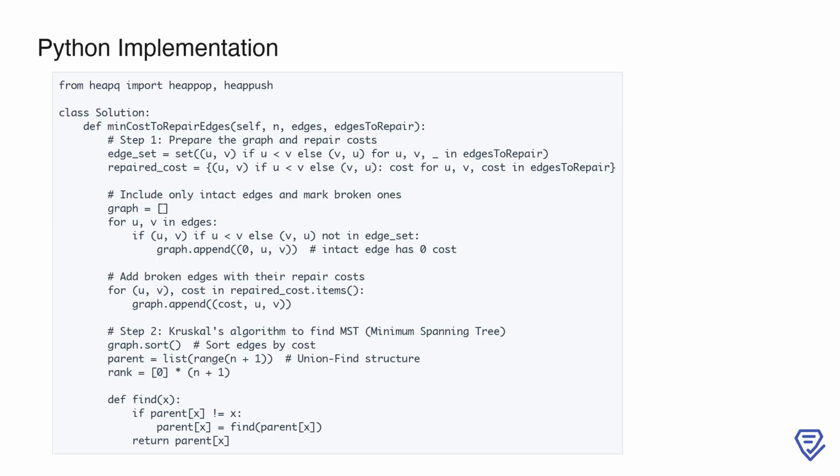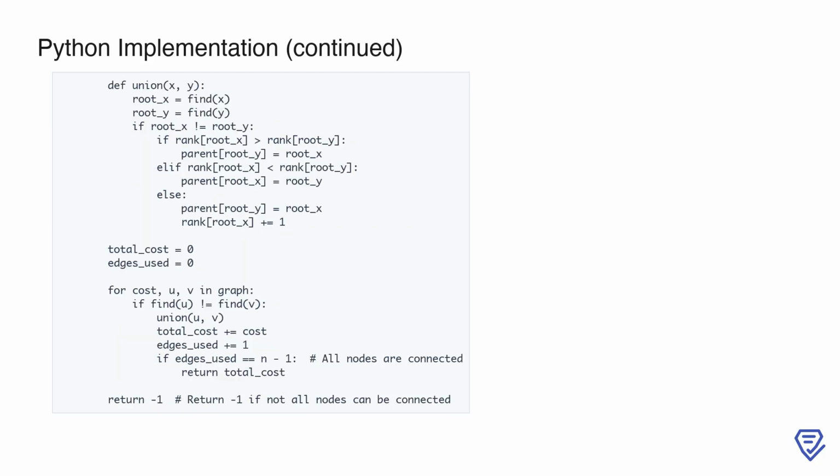Next, we move to implementing Kruskal's algorithm to find the minimum spanning tree, or MST. We begin by sorting all edges based on their costs. Additionally, we initialize the union find structure to manage connected components, where each node is initially its own parent, and we set the rank of all nodes to 0. The find function is implemented to locate the root of a node, applying path compression to optimize the structure over time. The union function is then defined to merge two disjoint sets, ensuring that the smaller tree is attached under the root of the larger tree to maintain efficiency. If the ranks are equal, we arbitrarily choose one root and increment its rank.